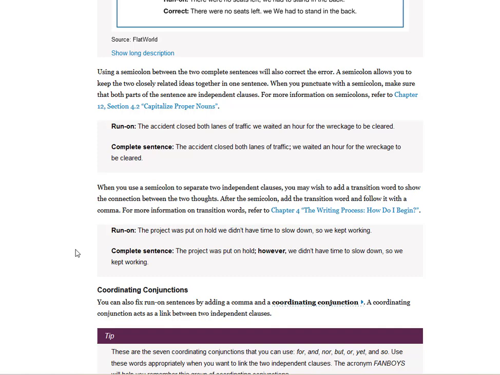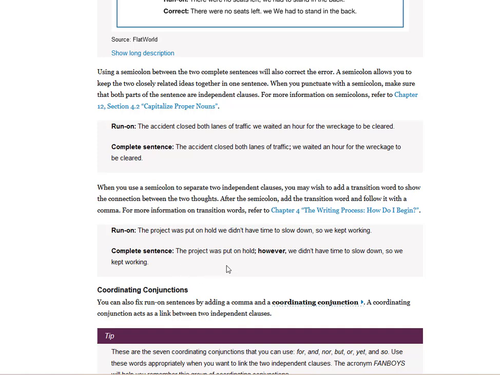A semicolon allows you to keep two closely related ideas together in one sentence. When you punctuate with a semicolon, make sure that both parts of the sentence are independent clauses. Why? Because a semicolon is another way of saying and. This is a shortcut. You can use a semicolon between sentences that have similar meaning. When you use a semicolon to separate independent clauses, you may wish to add a transition word to show the connection between the two thoughts.